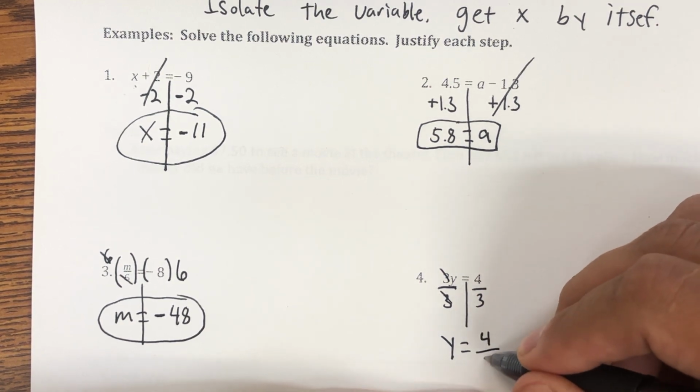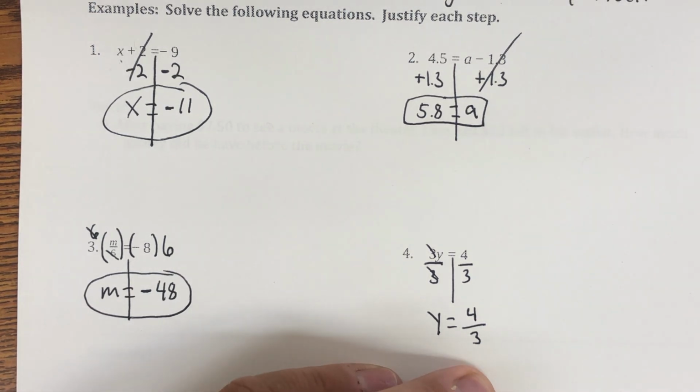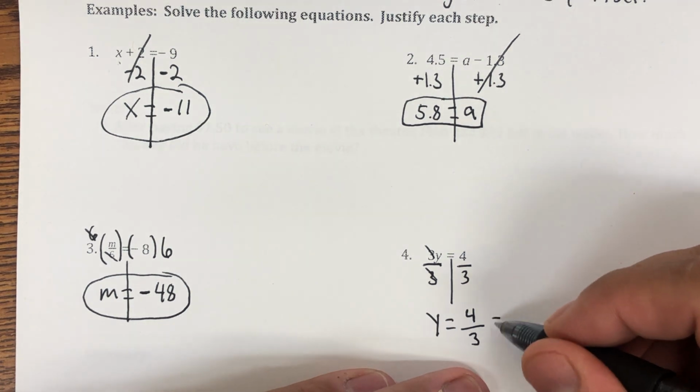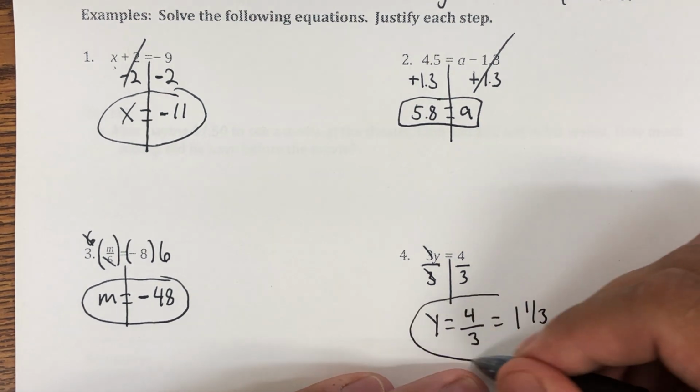That is not going to be a whole number, so I'm going to leave it as a fraction, 4 over 3. Decimal's not really desirable, but if I wanted to turn that into a mixed number, I could also say that's equal to 1 1/3. Either answer would be acceptable for me.